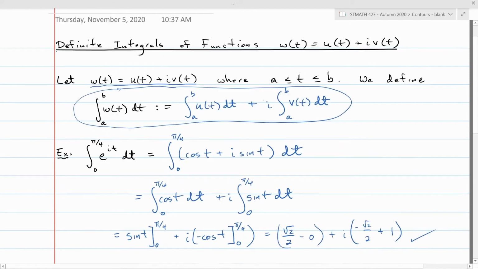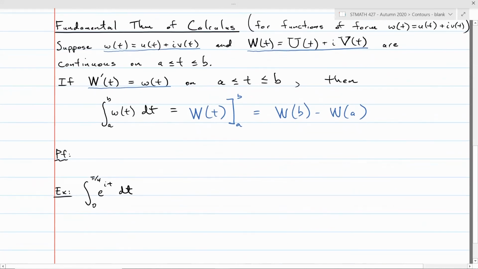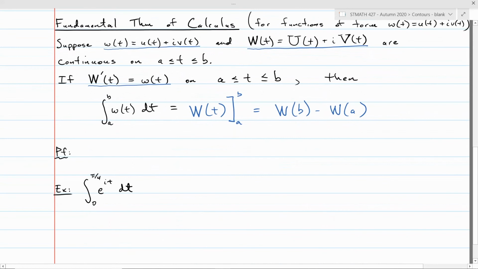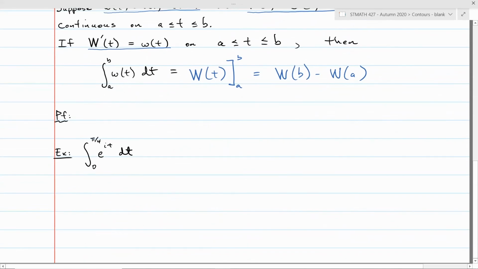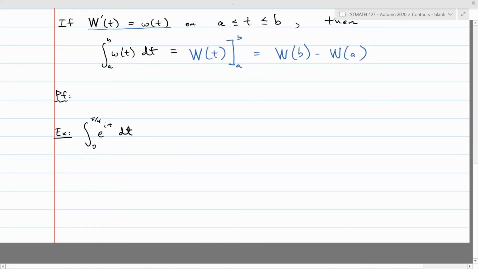So basically, this fundamental theorem of calculus is just saying, hey, you can do the fundamental theorem of calculus on each of the components and then put it back together into this thing, and it turns out to be an antiderivative. Check for yourself that the fundamental theorem of calculus is as advertised.